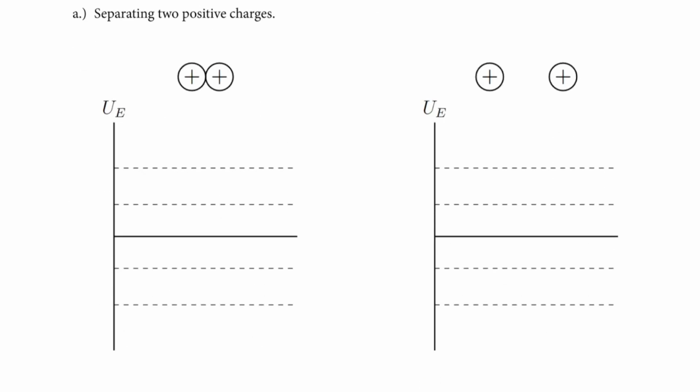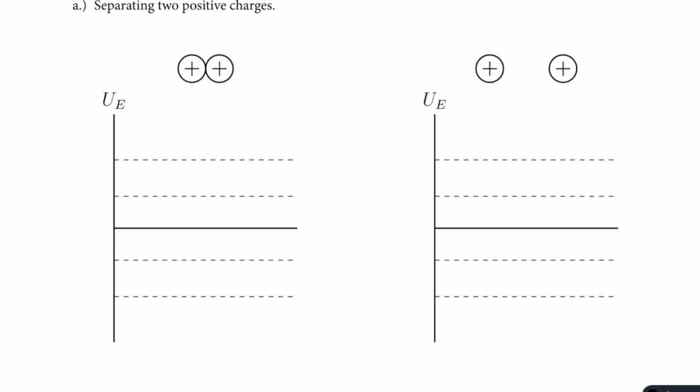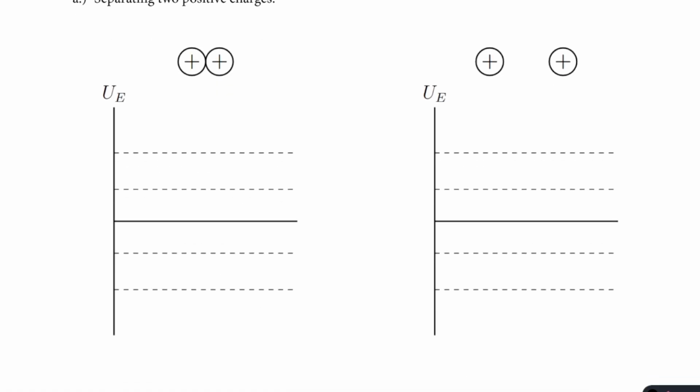We can visualize this with a bar chart. So we are going to draw a bar chart, and we are just going to indicate the sign of the different works. So first, we have separating two positive charges. If I have two positive charges that are close together, I will call that a large positive amount of potential energy. But if they're separated, it's still a positive potential energy. I just have less of it. So we can see that in this system, because these are external forces doing these things, energy is not constant in the system.